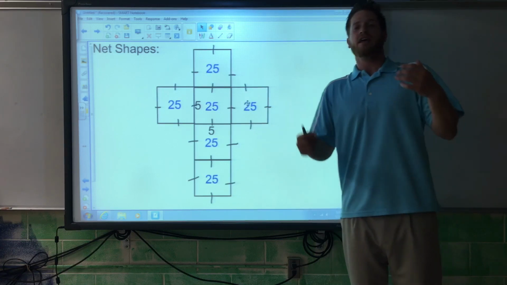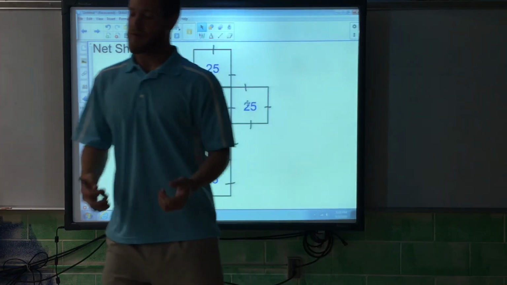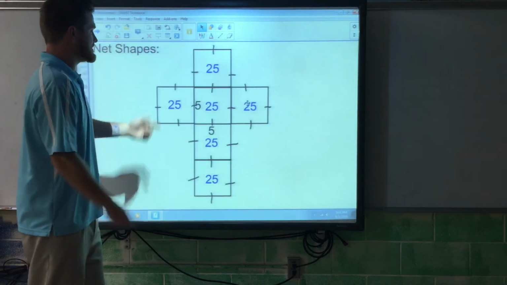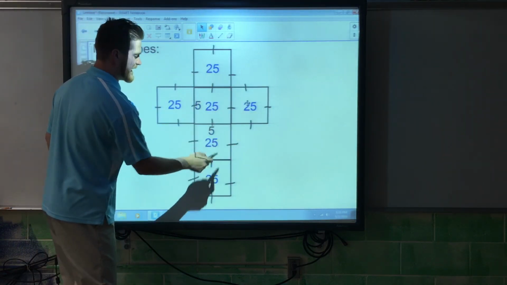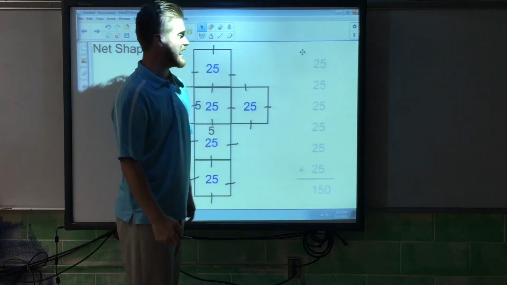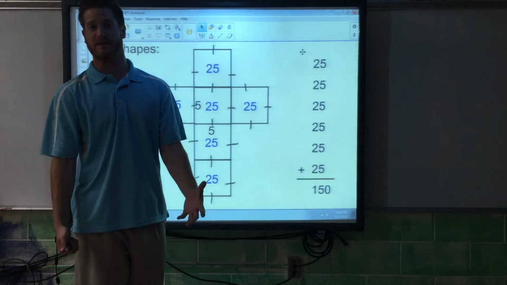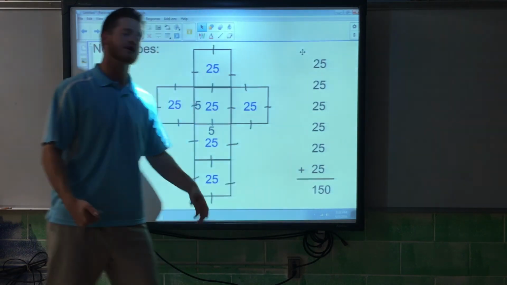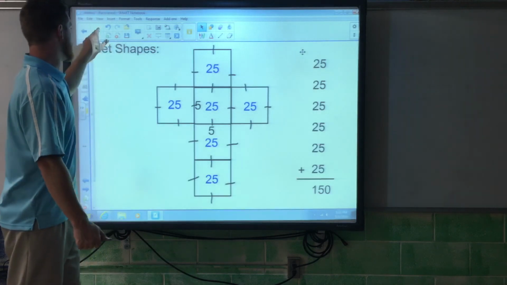And to find the total surface area, you have to combine them all at the end. Now, how many shapes do you have here? 1, 2, 3, 4, 5, 6. We have to add 25 6 times, or just do 25 times 6, which again gives us 150 square units.